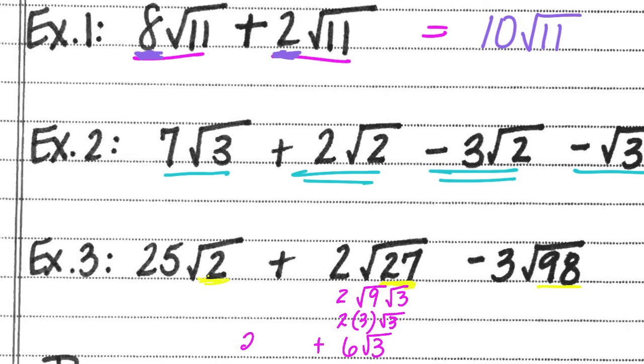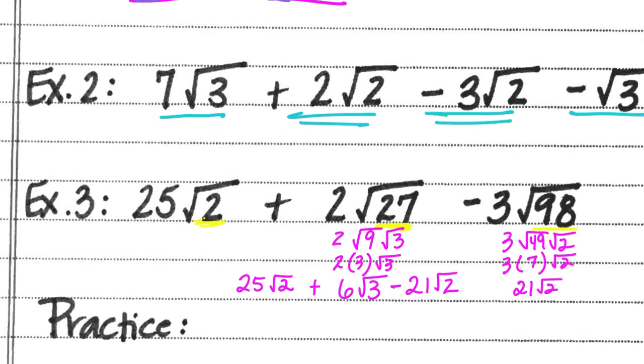Well, I'm going to write down my 25 root 2. And 98, just memorize this one because I see it a lot, is 49. Well, 49 is 7 root 2, 21 root 2. So let me put that over here.